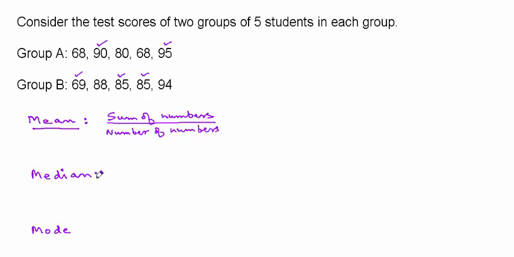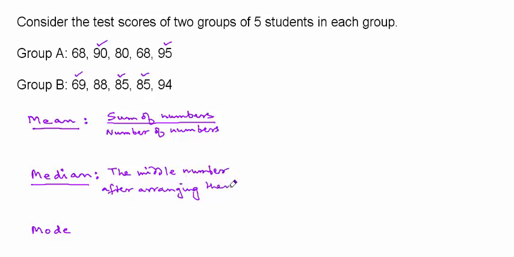The median of a set of numbers is the middle number after arranging them in order from smallest to largest or largest to smallest. So if you want to find the median, your first job is to arrange the set of numbers either from smallest to largest or largest to smallest, and then go on to pick the middle number.